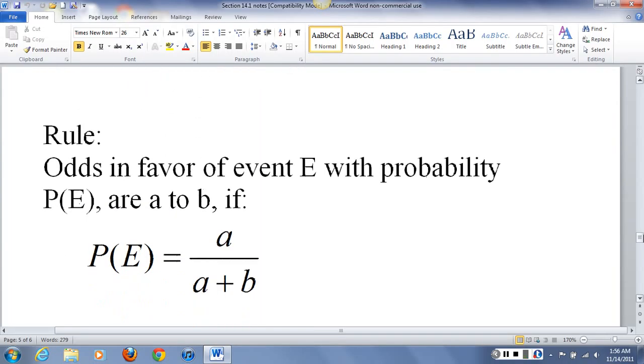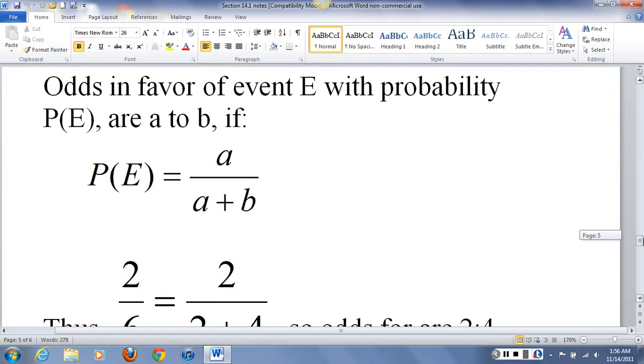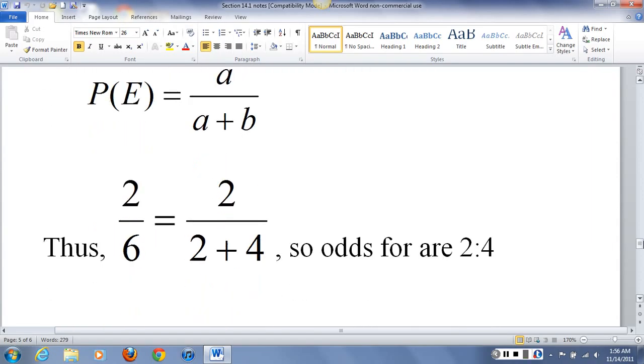Or you have another option. The odds in favor of event E with probability P of E are A to B if we have this relationship. So 2 over 6 equals 2 over 2 plus 4, so the odds are 2 to 4. And that's the way odds are expressed with the colon. So whether it's odds for or against, the first number is the number that's in our favor. Think of it kind of like a fraction.